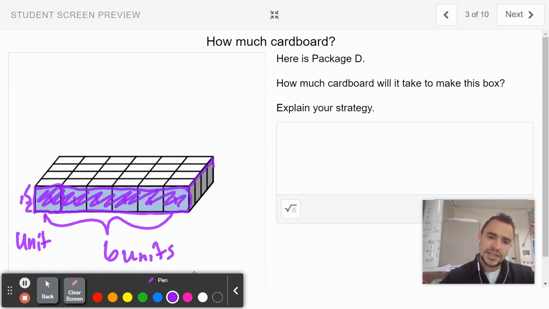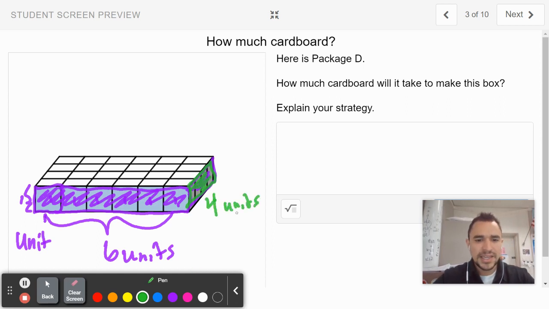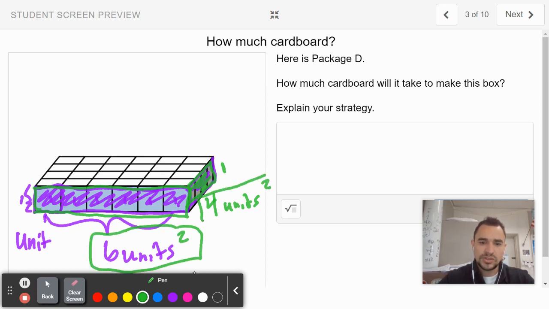Then this entire area right here, I should probably use a different color. Let's use green. This entire area is 4 units. And then it is basically 6 by 4, but there's also a 1 here because it's 1 unit high. So 6 units across, 1 unit up. So 6 units squared. This is 4 units squared.